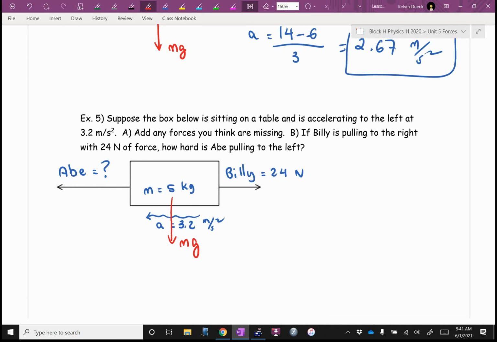You're starting to see why Newton's first law is such a handy law. It really lets us reason out a bunch of stuff. So I know the table must be pushing up with the same force as gravity. I don't think there's any other missing forces. Now, what does B want me to find? Matt, what does B want me to find? B wants you to find how hard Abe is pushing. I'll use FA for Abe and FB for Bill.